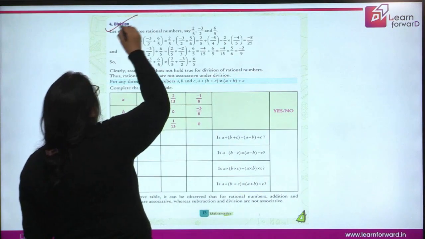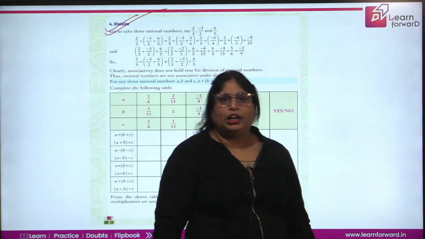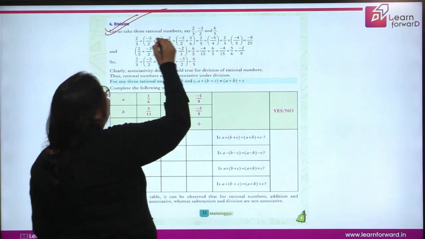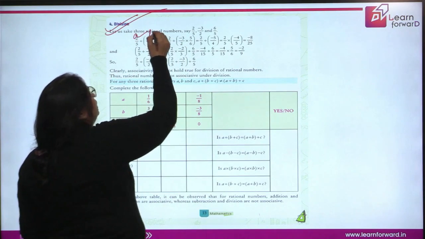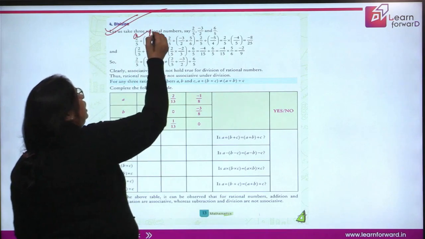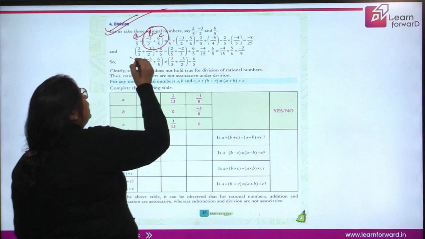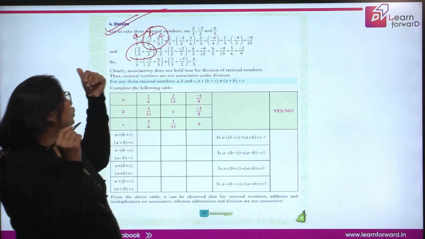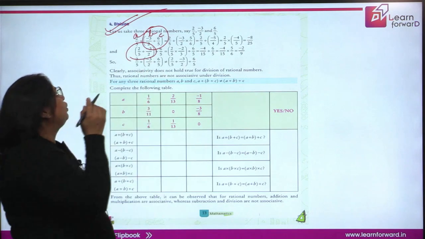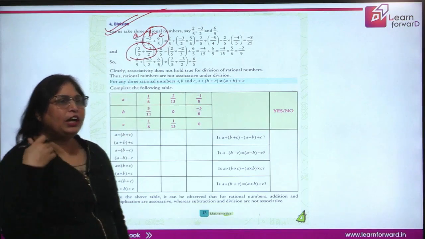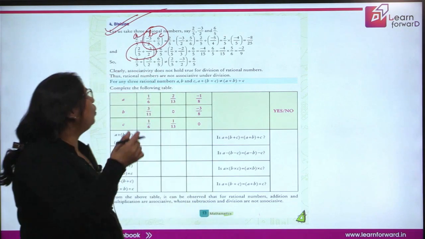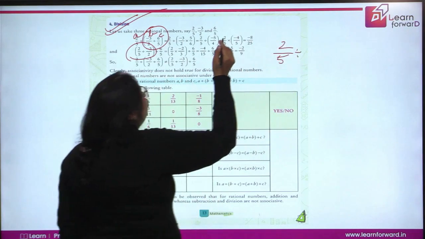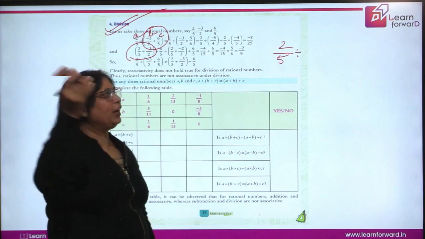This is the division property of rational numbers. Associative. Whether it is holding true for rational numbers or not, we have to check. Again we are taking this as A, this as B, and this one as C. For the first case, again B and C are within the bracket. For the second case, A and B are within the brackets and C is outside the bracket. So we have to divide 2 upon 5 divided by, again what we have to do? We have to solve the bracket first of all.